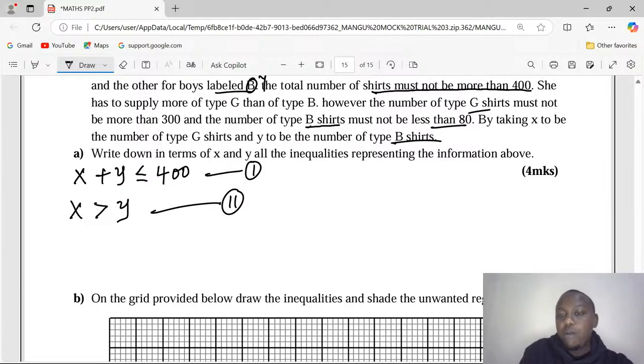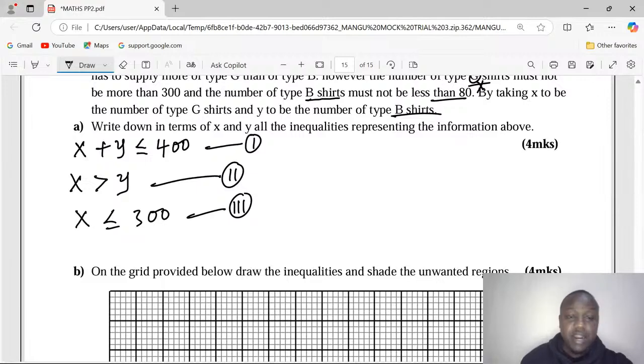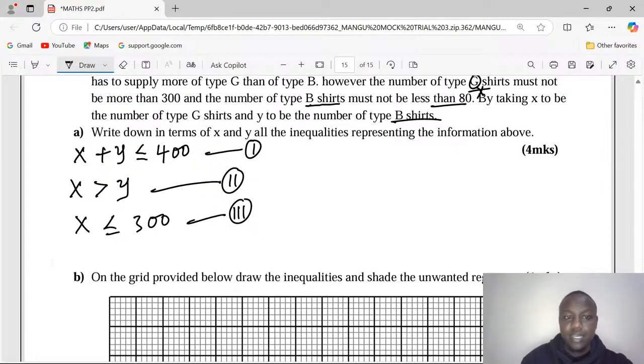Again, however, the number of type G, this is X now, must not be more than 300. So X must not be more than 300. It can be 300, but not beyond that.